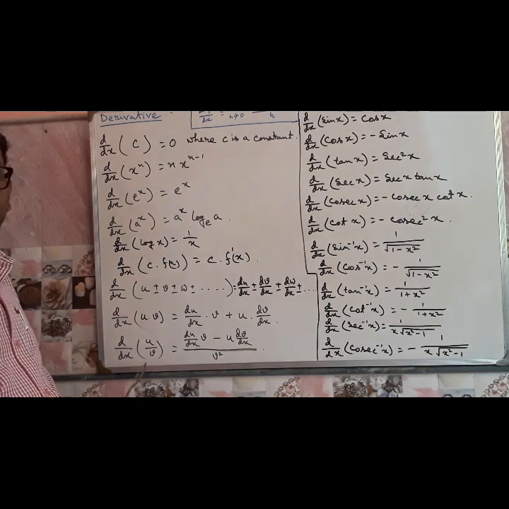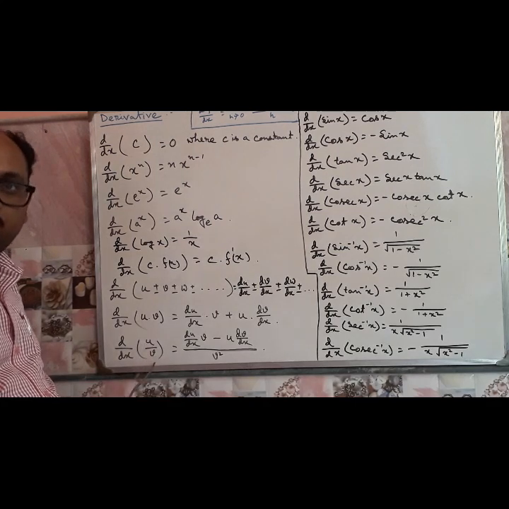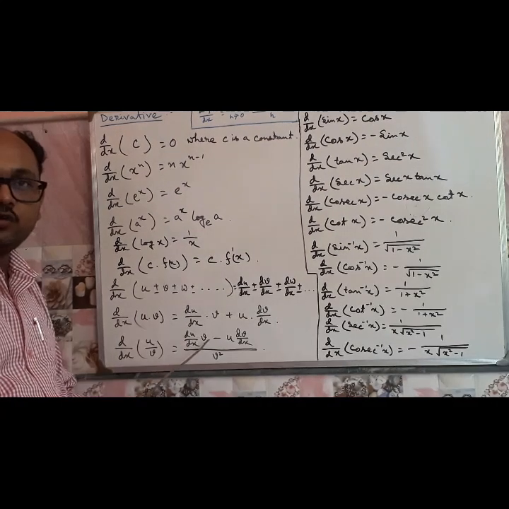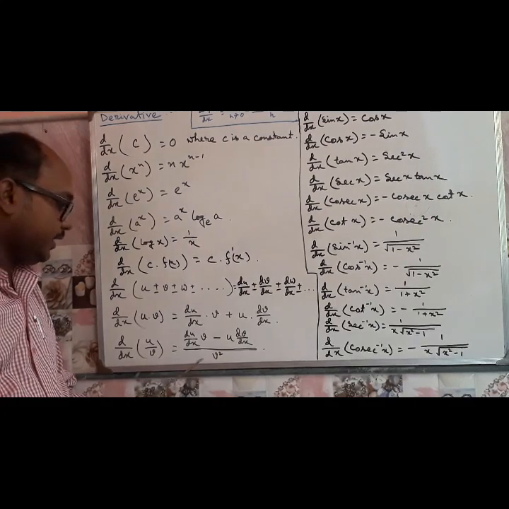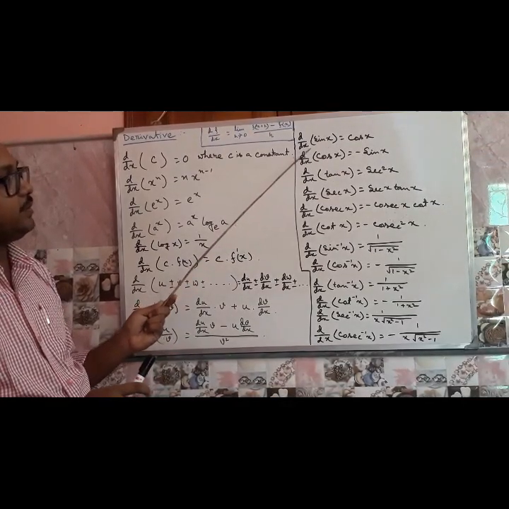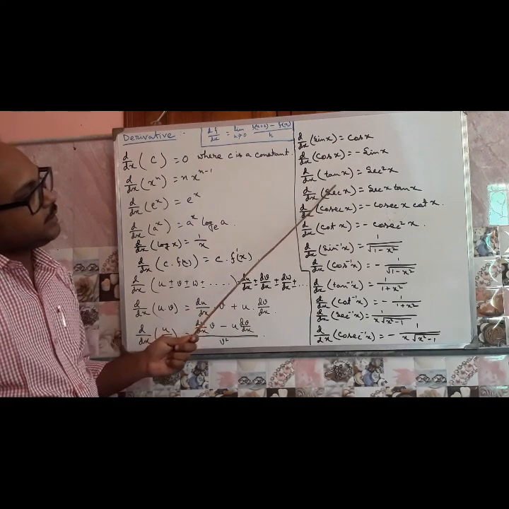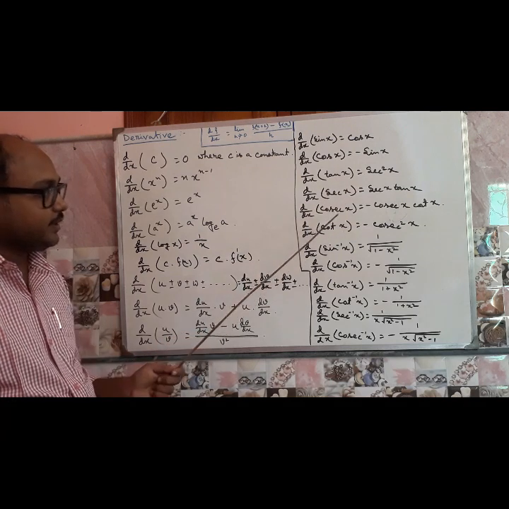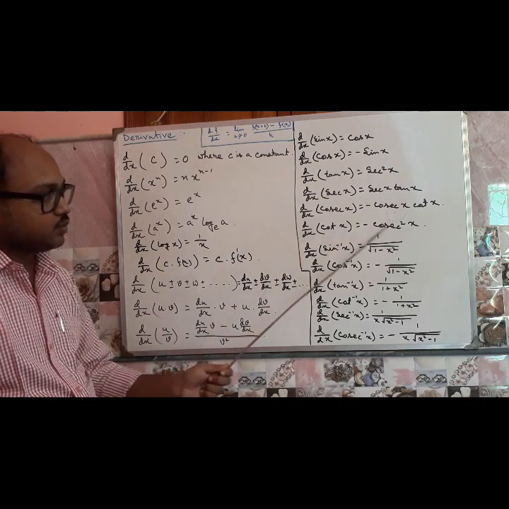Again I am telling, the derivative of this fractional form, numerator and denominator, is derivative of the numerator into denominator minus derivative of the denominator into numerator, by denominator square. Now the derivative of the trigonometric functions: derivative of sin x is equal to cos x, derivative of cos x is equal to minus sin x, derivative of tan x is equal to sec square x, derivative of sec x is equal to sec x tan x, derivative of cosec x is equal to minus cosec x cot x, derivative of cot x is equal to minus cosec square x.